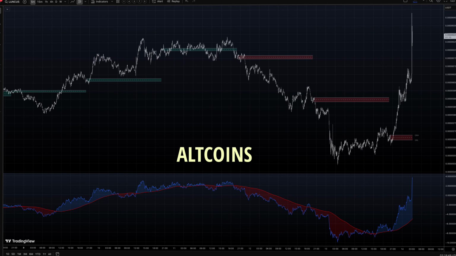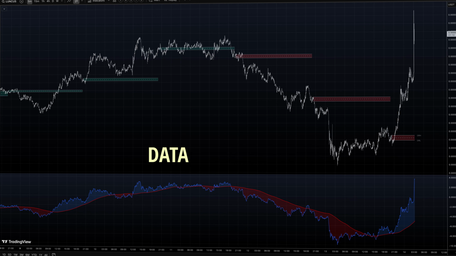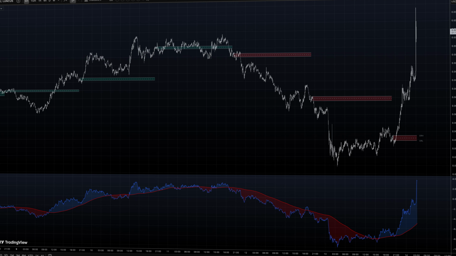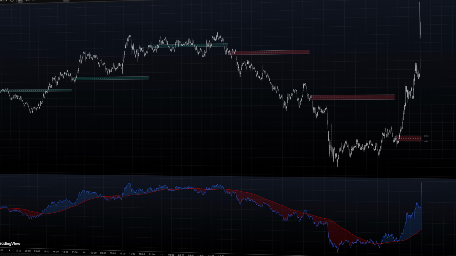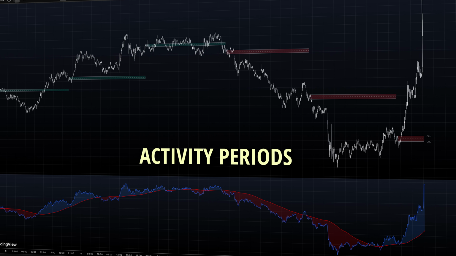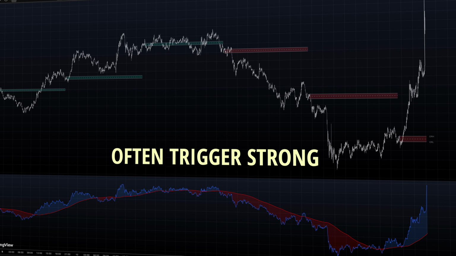Avoid low-volume altcoins, as inconsistent volume data can weaken signal quality. Apply the same core rules. This setup works best on 1 to 15-minute charts during high-activity periods, where breakouts often trigger strong intraday moves.